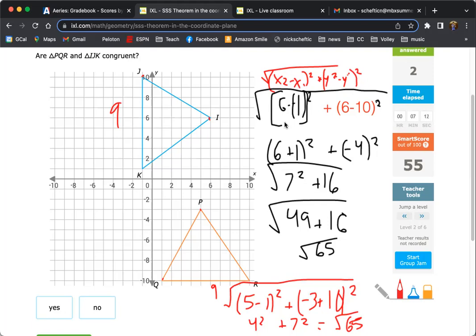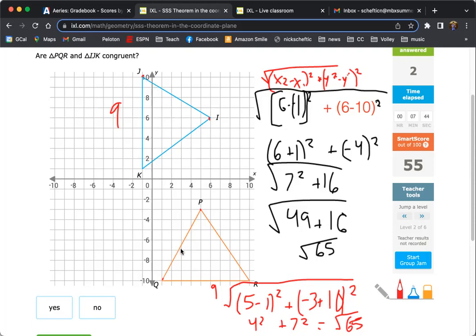So the first part is going to be 6 plus 1 is 7, and we're going to square that. And then for the other part, 6 minus 10 is going to be negative 4. Negative 4 squared is 16. And then when I simplify that down, it's the square root of 65. Now I can solve for the square root, or I can stay there. As long as once I find the distance, which I did down here, I did all these steps and I ended up getting the same number. So I got the square root of 65 for J to I.